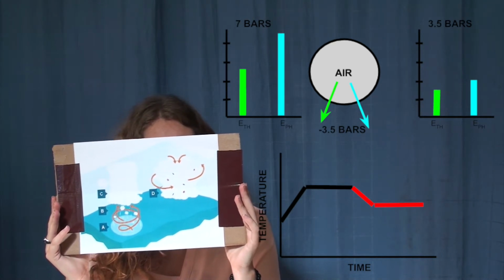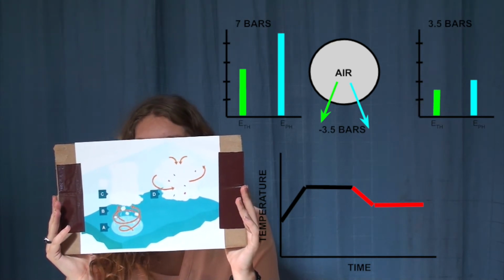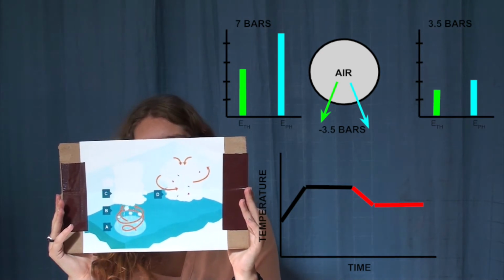Step D is when the hurricane is formed and starts to spin. The energy stays the same and evens out.